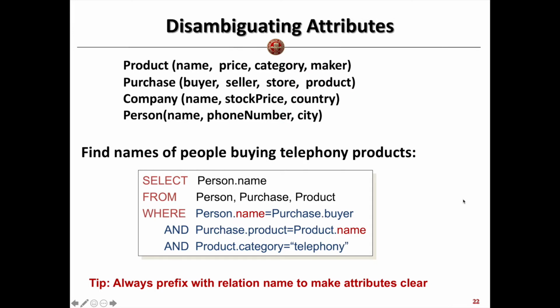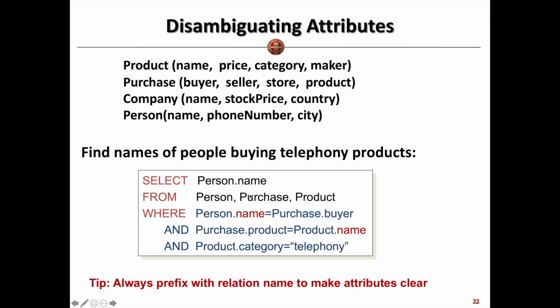So normally when we are writing a query in SQL, we need to distinguish the attributes from different relations. In the same example, with the same tables we showed before, we design another query to find the name of people buying the telegraphy products. Then we need to use multiple tables, right? The first table we need is the person table, because we need to find the name of a person. The name of the person comes from the person table only, right?